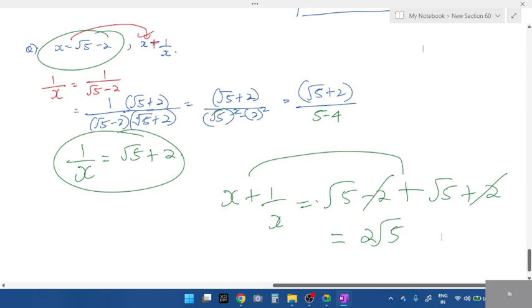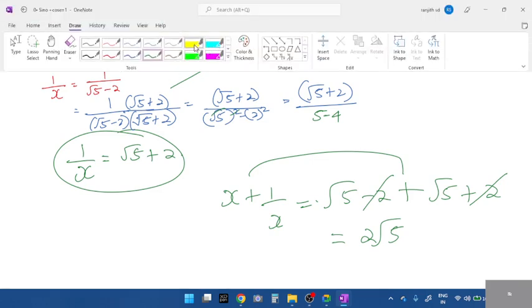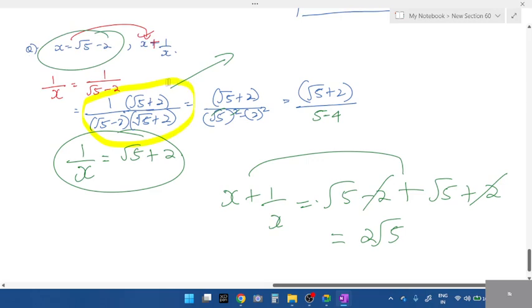X value was given. 1 by x is what we found. We rationalized it. And this concept is known as rationalizing the denominator. Remember this. The concept, the process what we've done here is this part, rationalizing the denominator. The yellow one which I've circled, we call it as rationalizing.